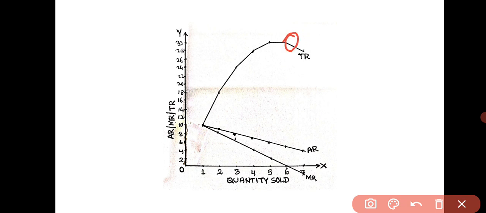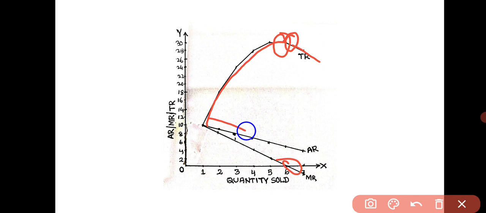Total revenue increases up to this point where the seller sells the 6th unit of the commodity. And up to this point, total revenue increases only at a diminishing rate. And at this point it becomes maximum, then it starts falling, right?